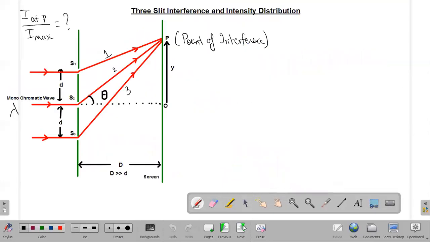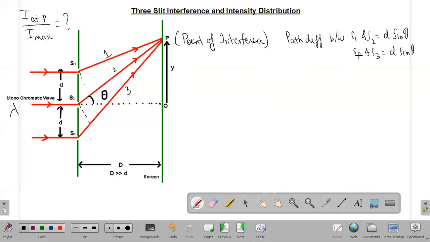So if I use that concept, then I will drop a perpendicular from S1 on S2, and similarly I will drop a perpendicular from S2 on the wave of S3. Doing the same exercise, you can prove that the path difference between S1 and S2 is d sine theta. And with the same logic, the path difference between S2 and S3 is again d sine theta.